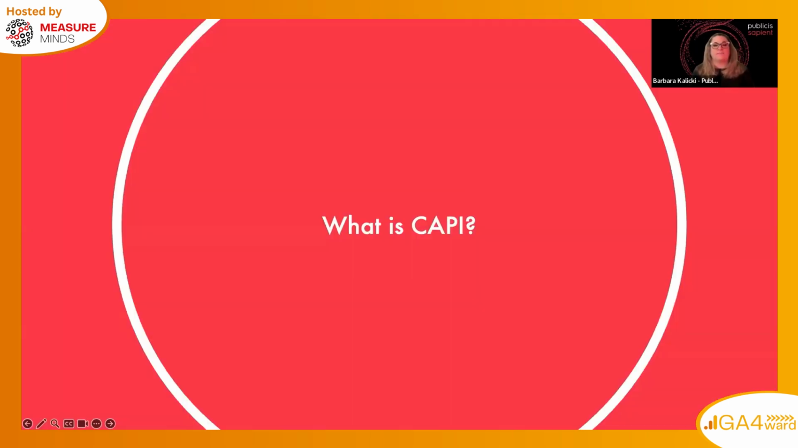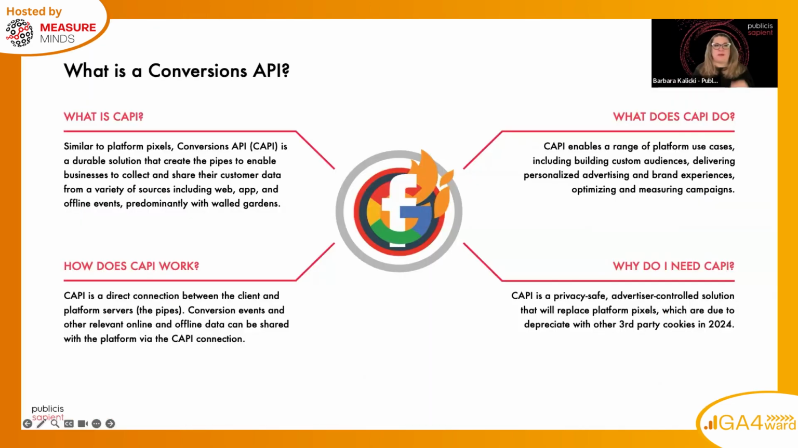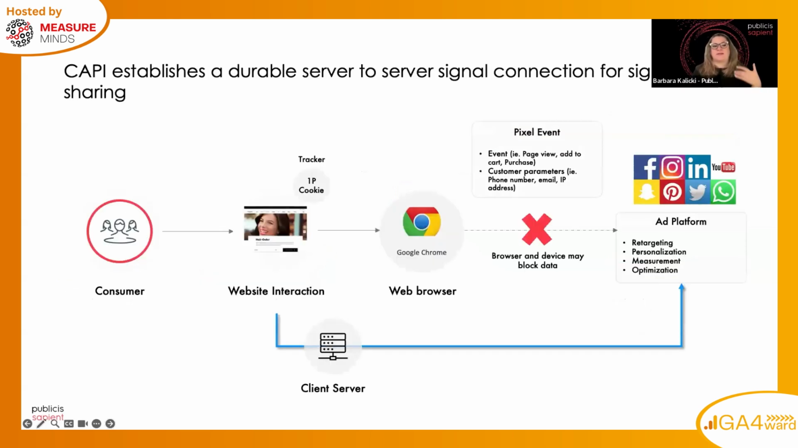So we're on to what is CAPI. CAPI is Conversions API. I am sharing the slides afterwards, so this is a really good tearaway slide to explain to clients or internal stakeholders what Conversions API is and how you can use it. But basically, it's a durable, privacy-safe connection between your website and your ad platforms and Google Analytics. And so it's a server-to-server connection. And what do we mean by server to server?